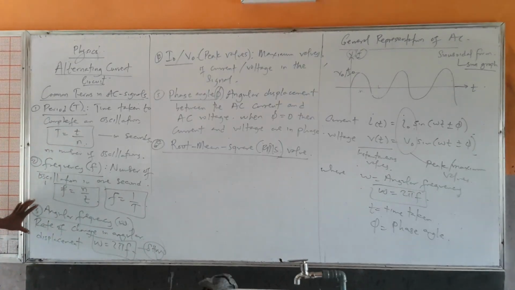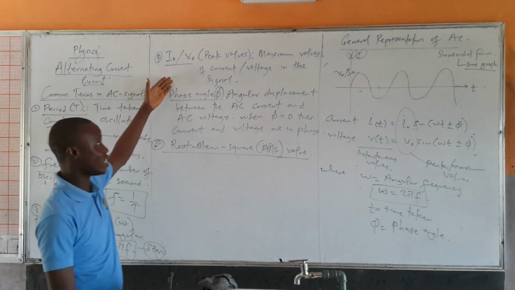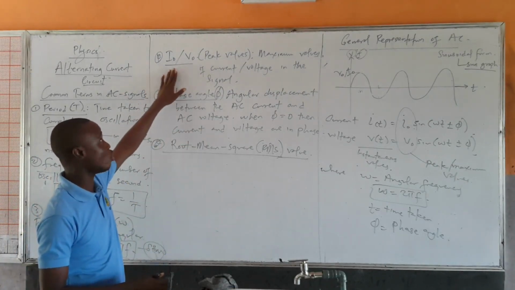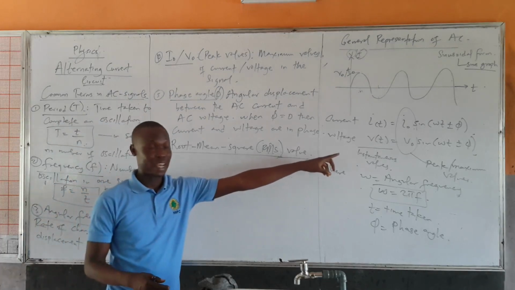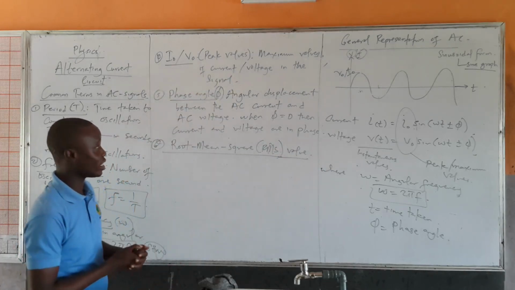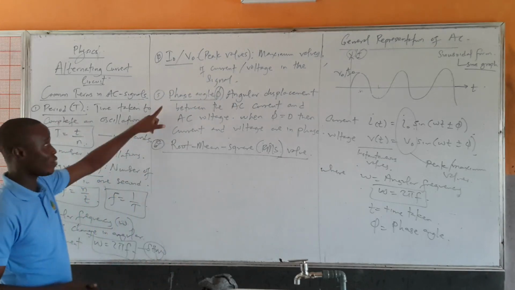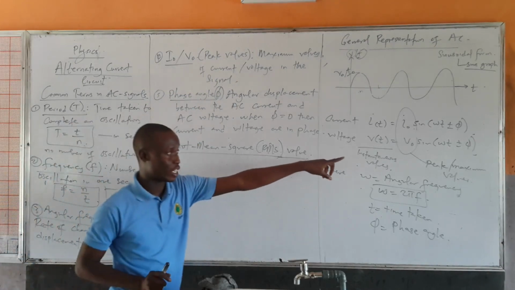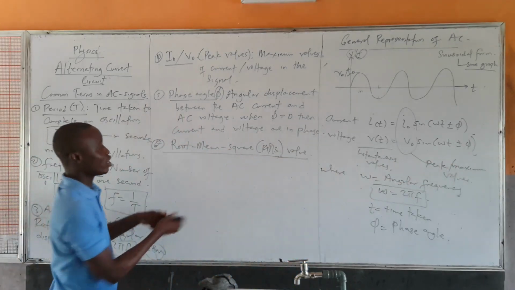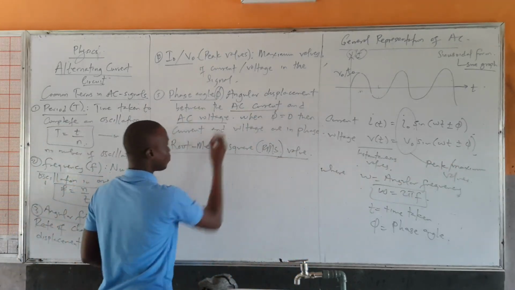After the angular frequency, we have other parameters that are used in describing alternating current. Another one is the peak value of the current and voltage, which I described earlier from that equation. Peak value is the maximum value of the current and voltage in your alternating current. We also have the phase angle, which I mentioned initially. The value of the phase angle is the angular displacement between the alternating current and the alternating voltage.